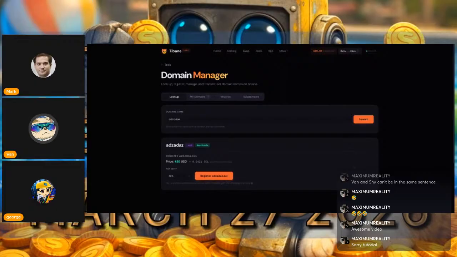Then we got this one. George liked this one a lot. The vanity wallet address generator.